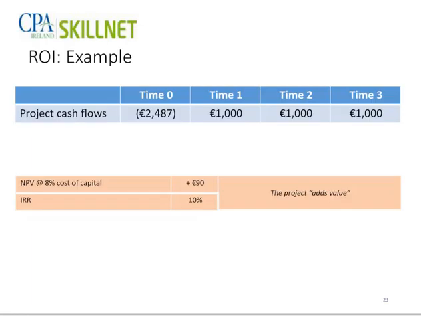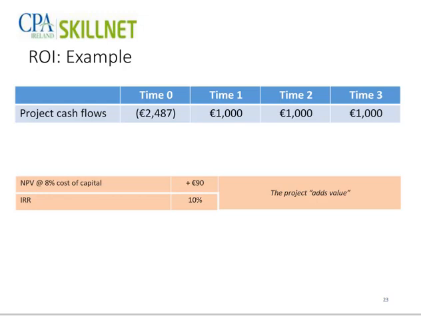Let's now take a closer look at return on investment. In this example, a fairly simple capital investment is being considered by a division manager, and the division already exists, has some other capital investments. The table in blue shows a number of things. At time zero, if the asset is acquired, it involves a cash outflow of €2,487. And this is followed in the following 3 time periods by cash inflows of €1,000.